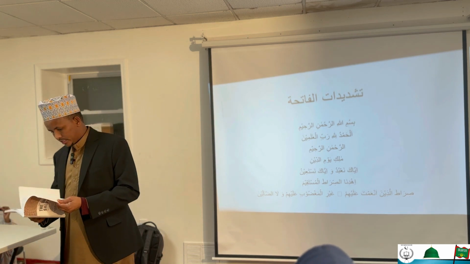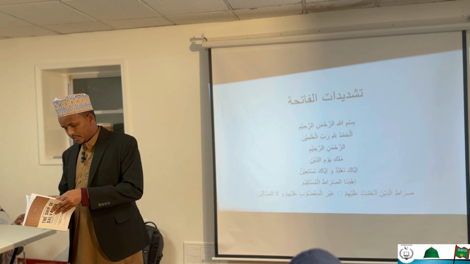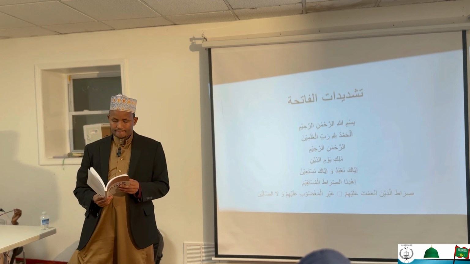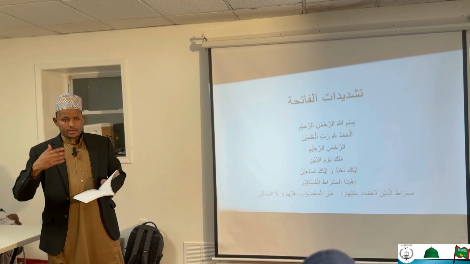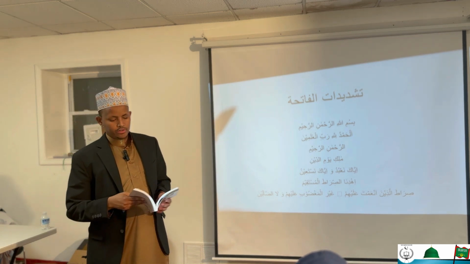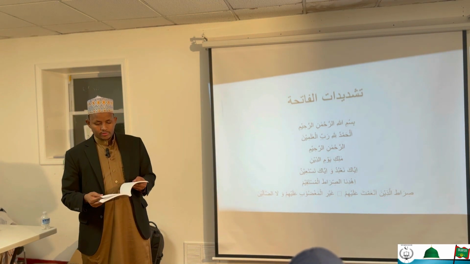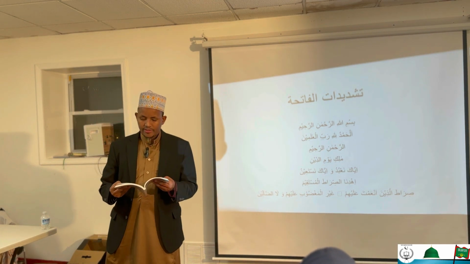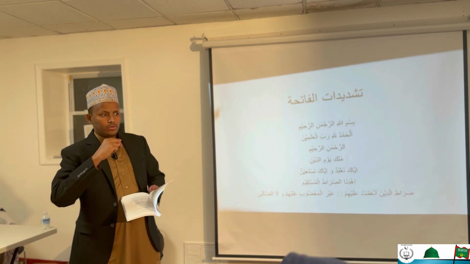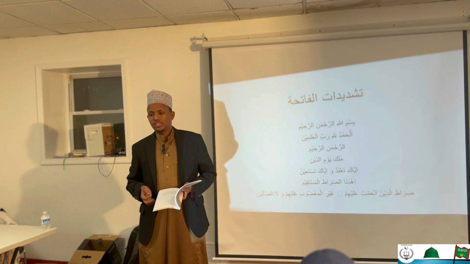Tashdidatul Fatiha, which is on page 56. So again, reciting Surah Fatiha is a pillar of salah. Last week we discussed the conditions of Surah Al-Fatiha, and one of the conditions was that we had to perfect the letters and also the tashdid. Tashdid is the part we have to double. You stress upon those letters. So we're going to learn about Tashdidatul Fatiha.